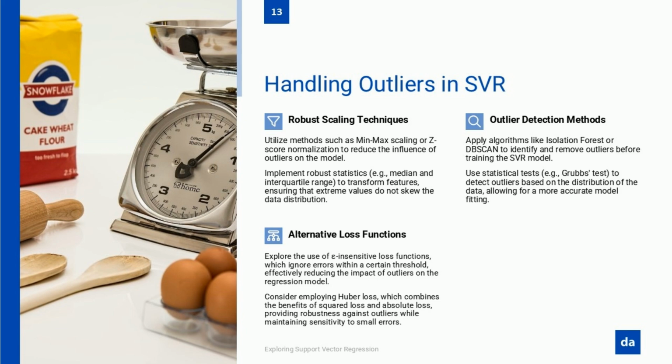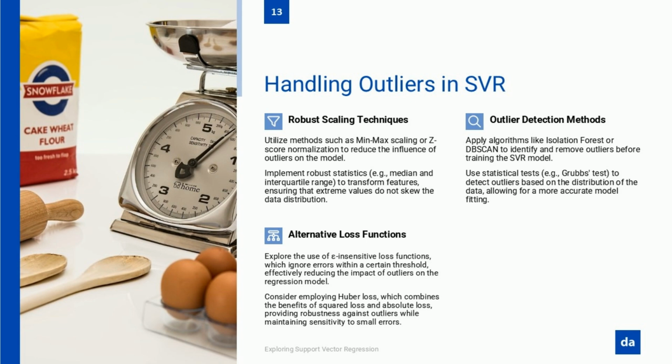If an outlier is the result of an error, such as incorrect data entry, it should be removed. However, in cases where outliers contain valuable information, simply discarding them may not be the best approach. Instead, we can use robust scaling techniques, such as log transformations or winsorization, which limit the effect of extreme values by capping them within a reasonable range. Another option is adjusting the SVR hyperparameters, such as increasing the epsilon margin to allow for more tolerance around predictions, reducing the influence of extreme values.